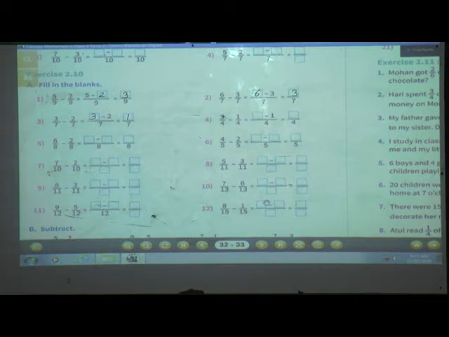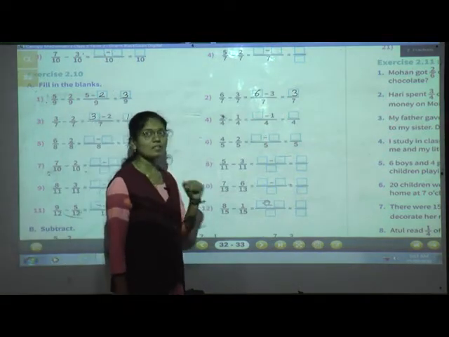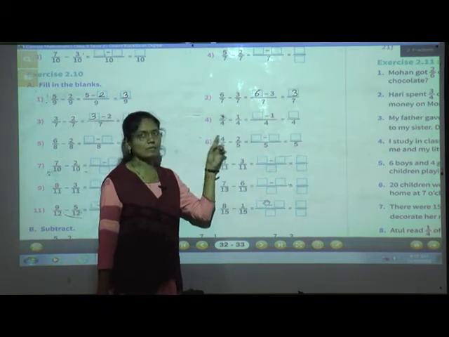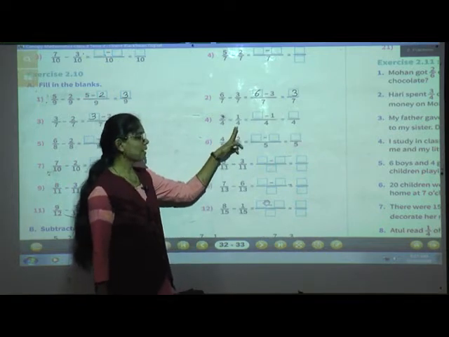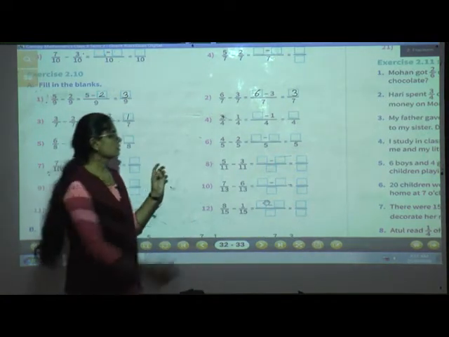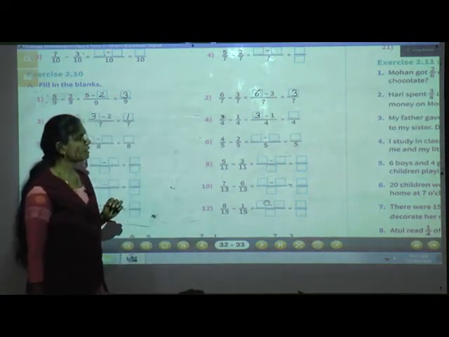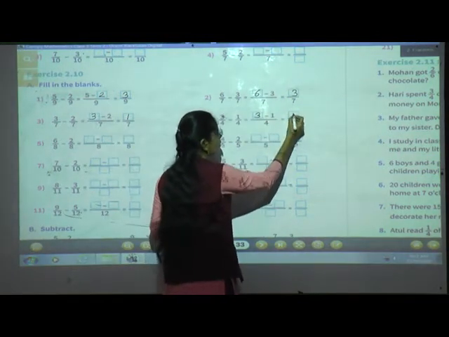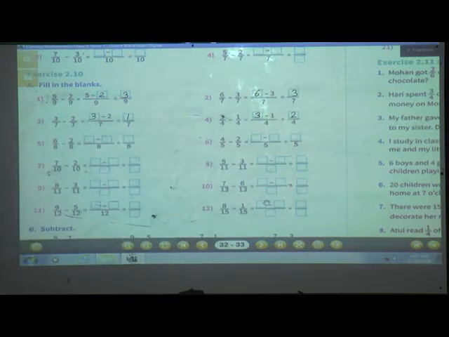Next example, fourth one, 3 by 4 minus 1 by 4. See, you have to read the fraction 3 by 4 minus 1 by 4. In this way you have to read all the fractions in your mind. 3 by 4 minus 1 by 4. So how will you solve this example? Yes, what will we do? We will just subtract the numerator parts. Okay, 3 minus 1 by 4. Now what is 3 minus 1? 3 minus 1 is equal to 2. 2 by 4. Now see this fifth example.